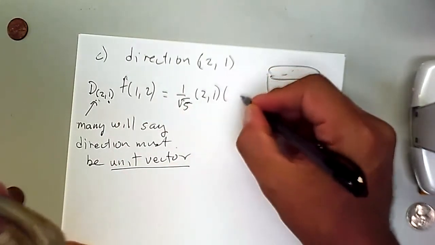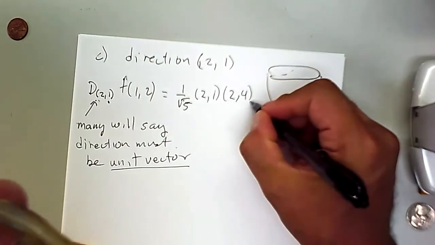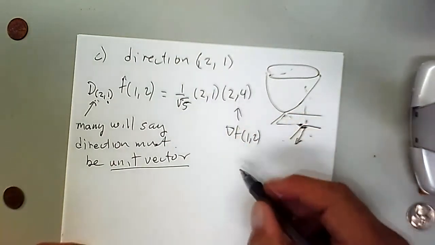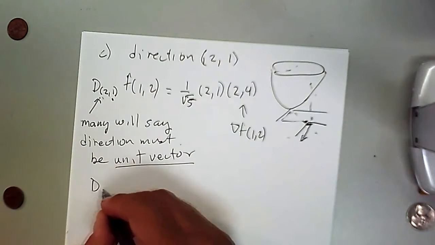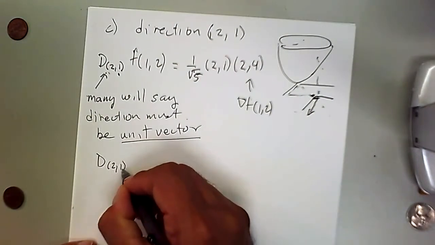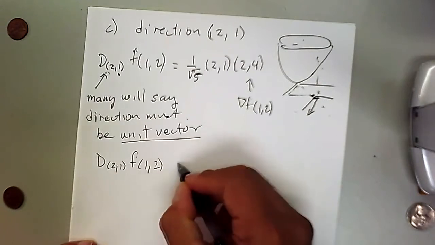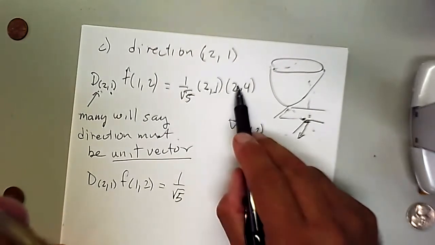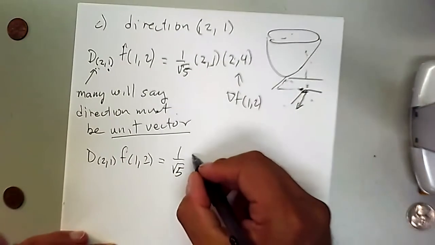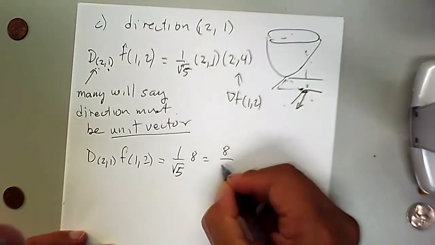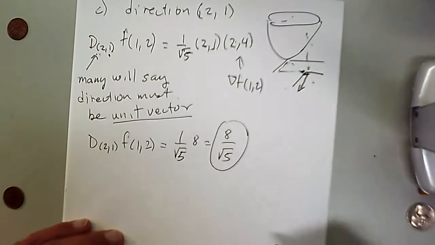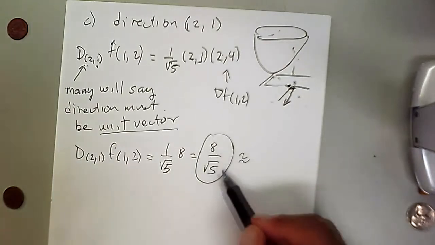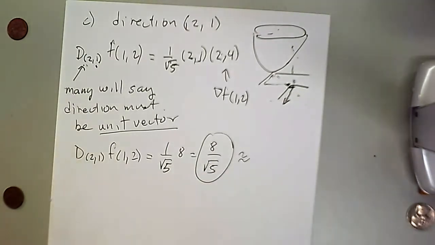But I like to set it up this way: 2, 4, because that is the gradient. Remember, that is the gradient of the function at 1, 2, which is 2, 4. I think this makes things a little cleaner, as long as we take into account the extra length of the vector. So let's do this. 2 times 2 is 4. 1 times 4 is 4. So we end up with 8. So that is 8 over the square root of 5. That is the exact slope in this direction, which is not 10 over the square root of 5. And by the way, rationalizing this does not simplify it too much, so I'm just going to leave it alone.